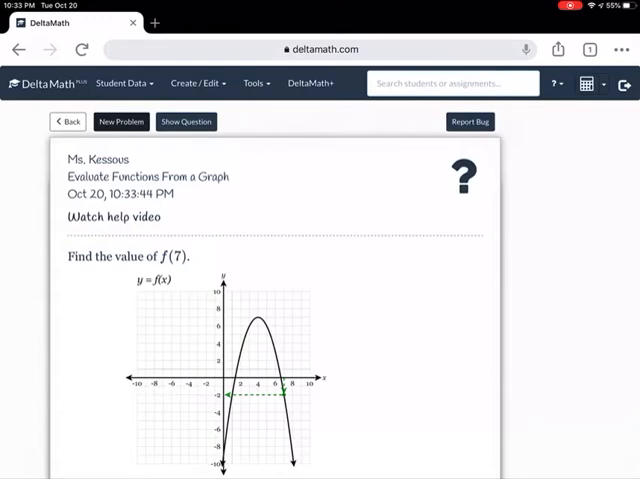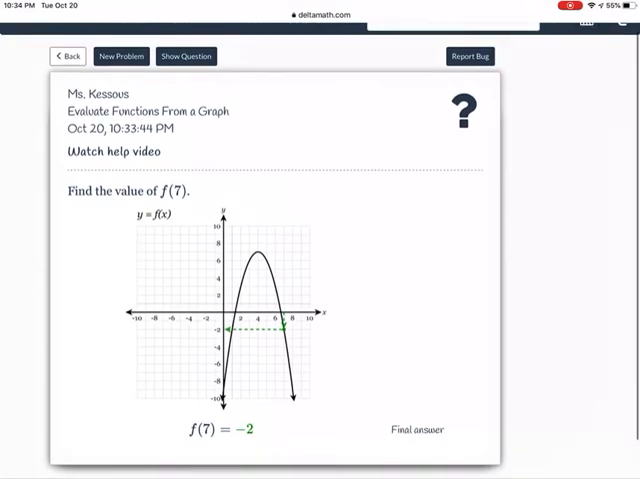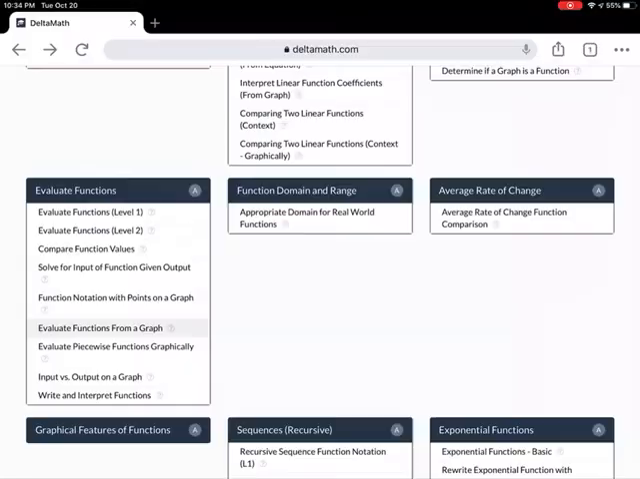Okay, f of 7. So x is 7. I go over to 7 on the x-axis, and I have to go down to hit the graph from there, and that hits at negative 2. So you're finding where it hits the graph when x is 7, okay? It's equal to negative 2.